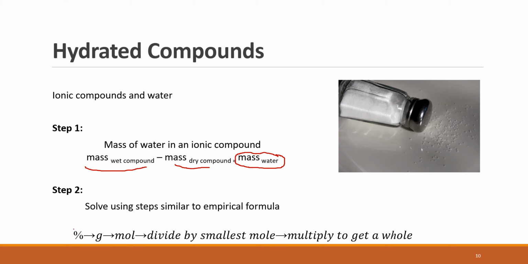So instead of starting at percent, since obviously we're looking at masses, right, from the previous step 1, all of them are masses, so you'll be starting with gram amounts instead and going through the process to moles, dividing by the smallest mole number, etc.